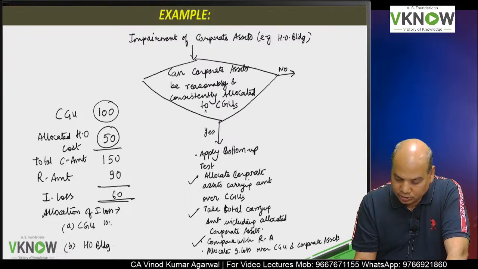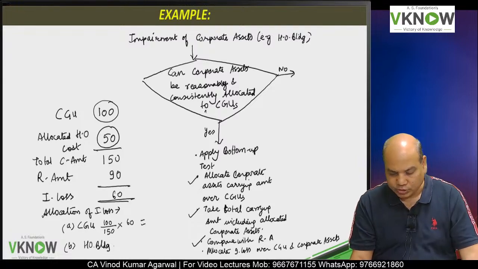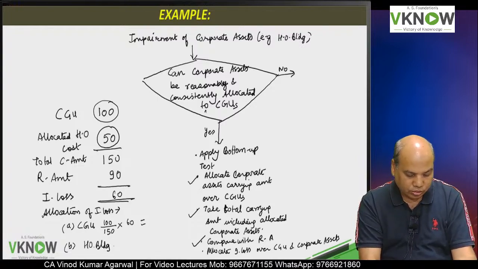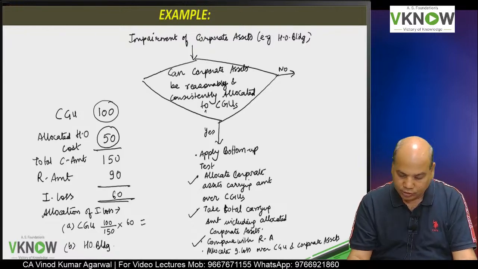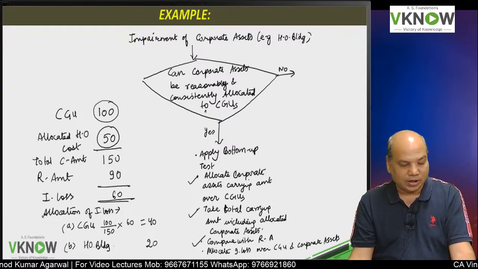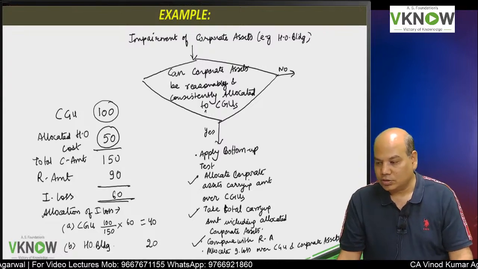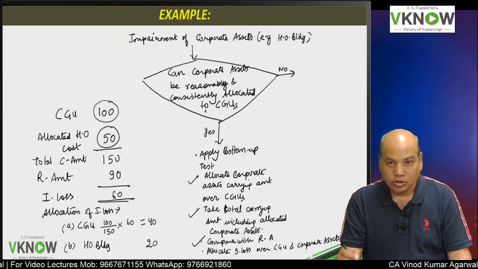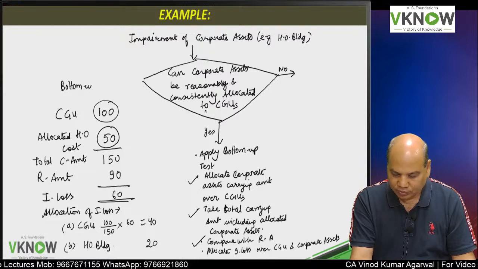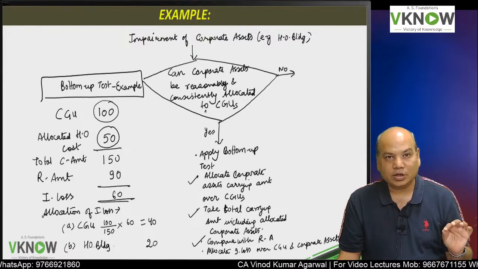So the CGU will take a hit of 100 upon 150 into 60. So we are going to allocate 40 to the CGU, and to the head office building we are going to allocate the balance, and that is 20. So this is how the bottom-up test is applied.